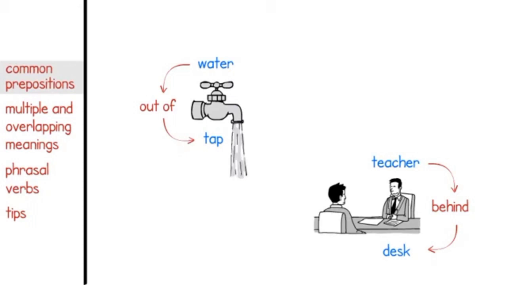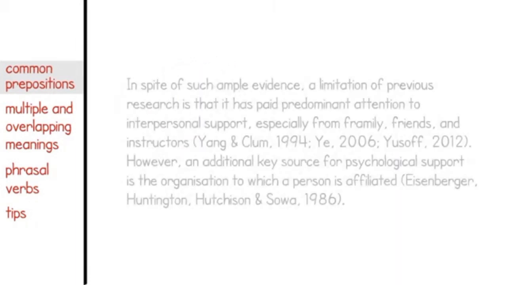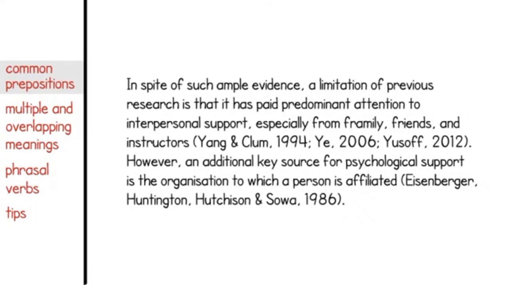There are many other types of prepositions that refer to a relationship between the elements of a sentence. Take a look at this example paragraph from an academic journal article. How many prepositions can you find? The prepositions are now highlighted on the screen. As you can see, they are quite common.